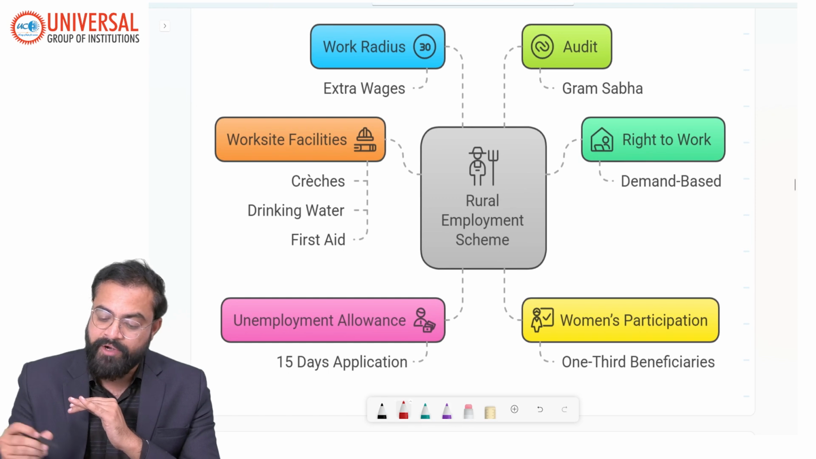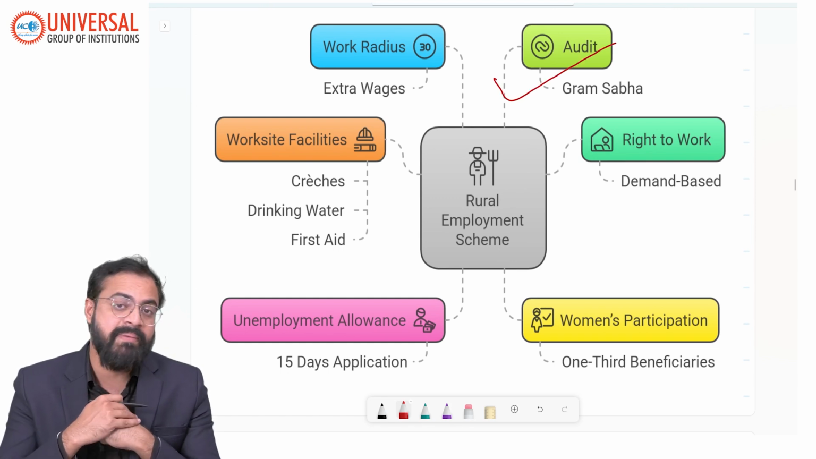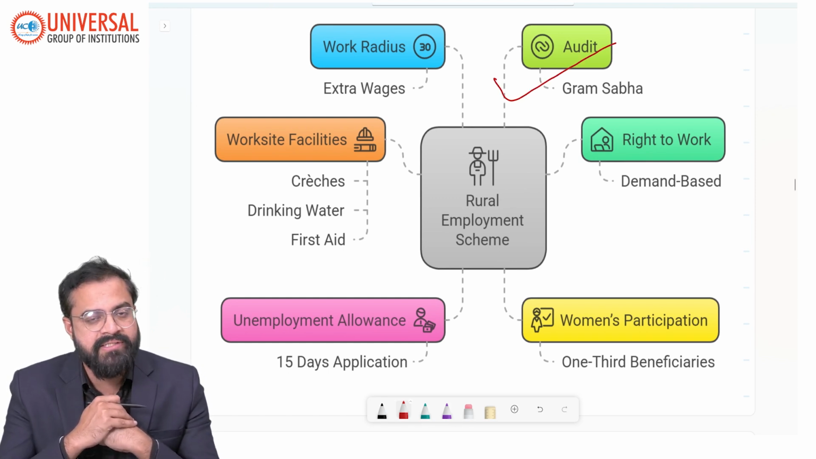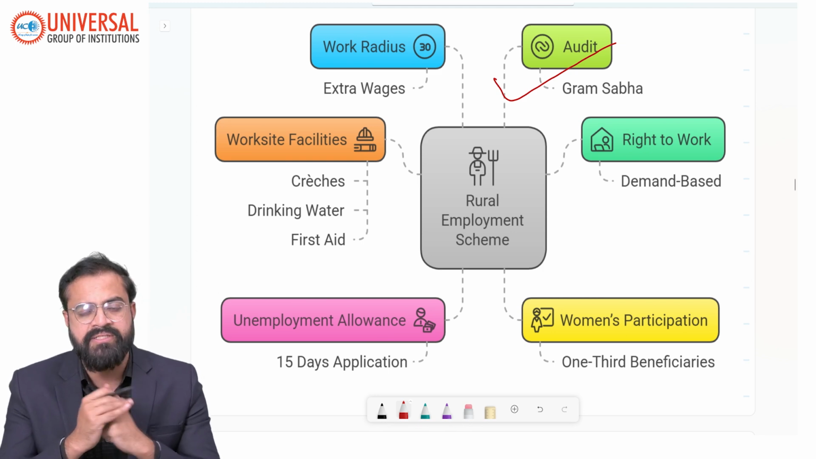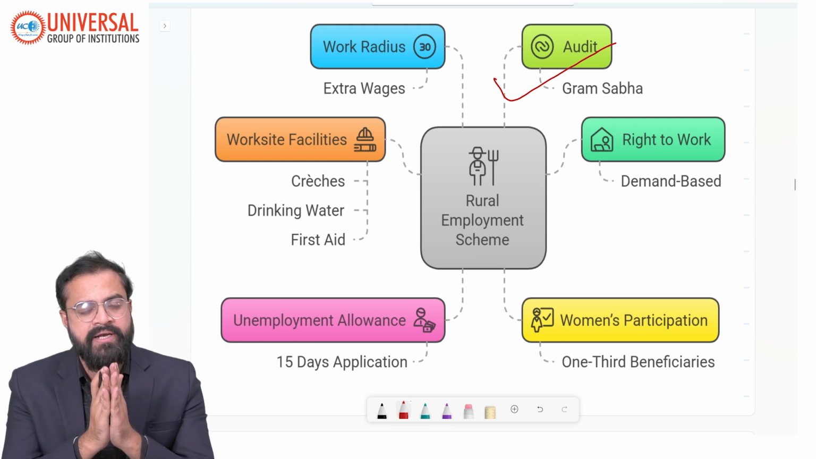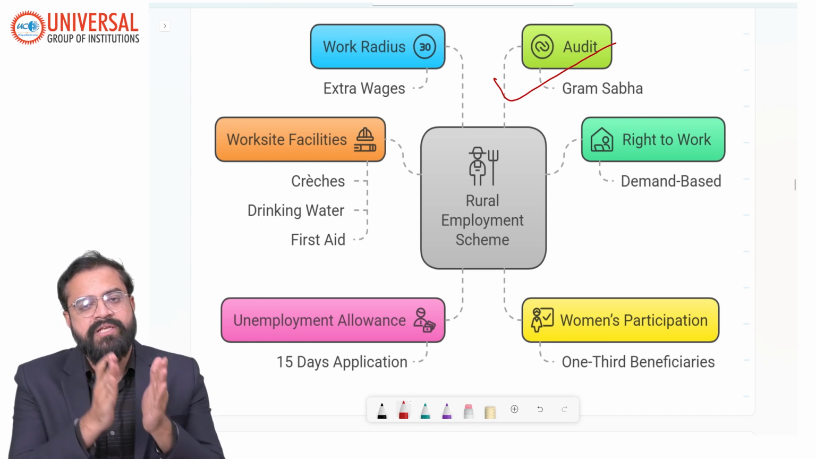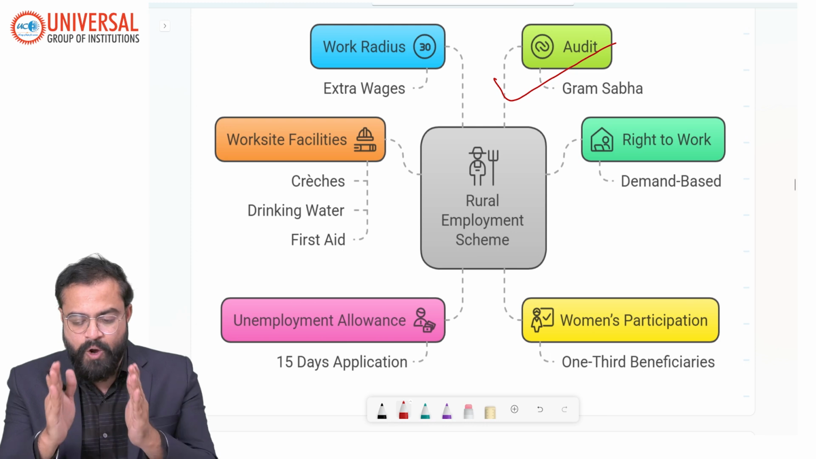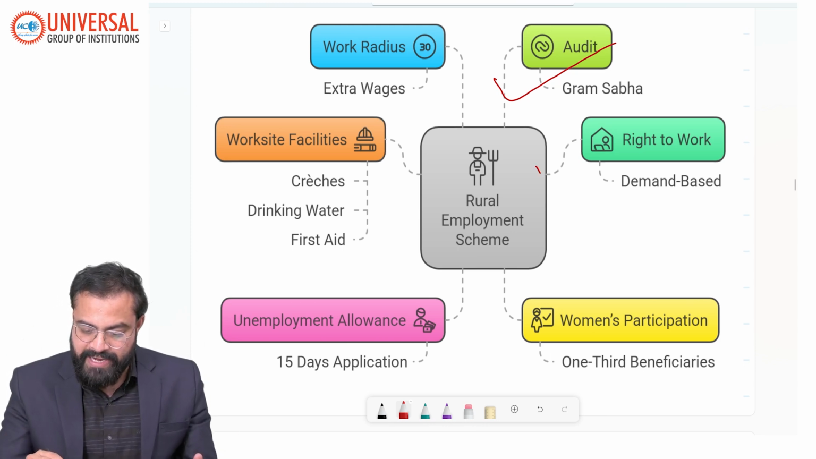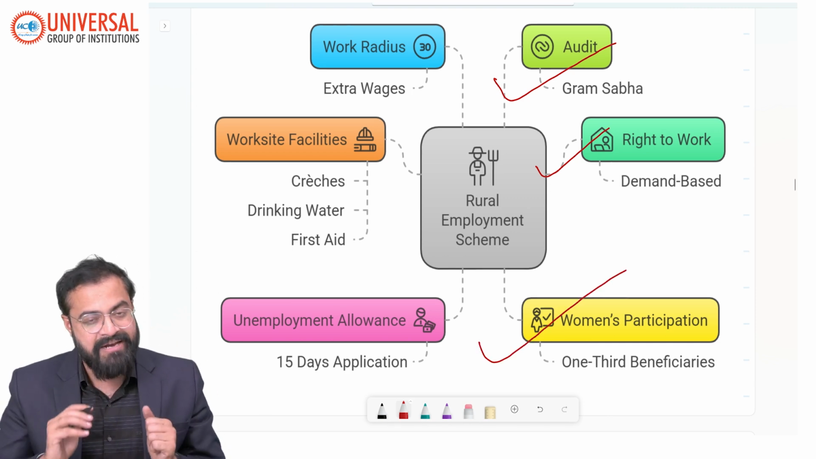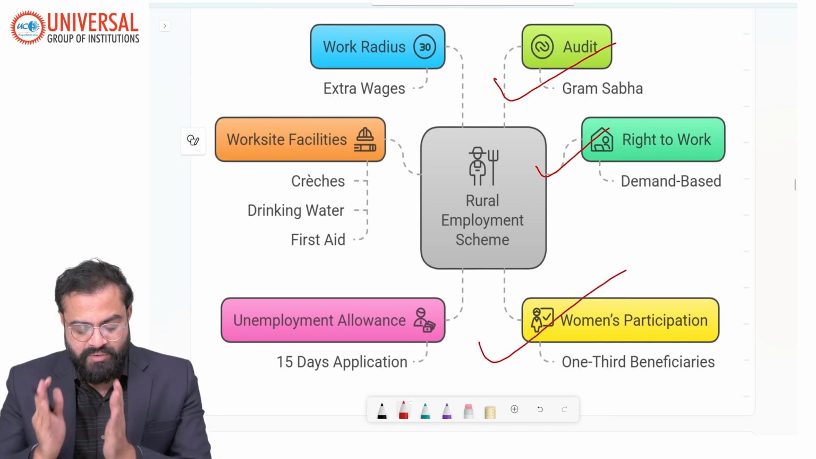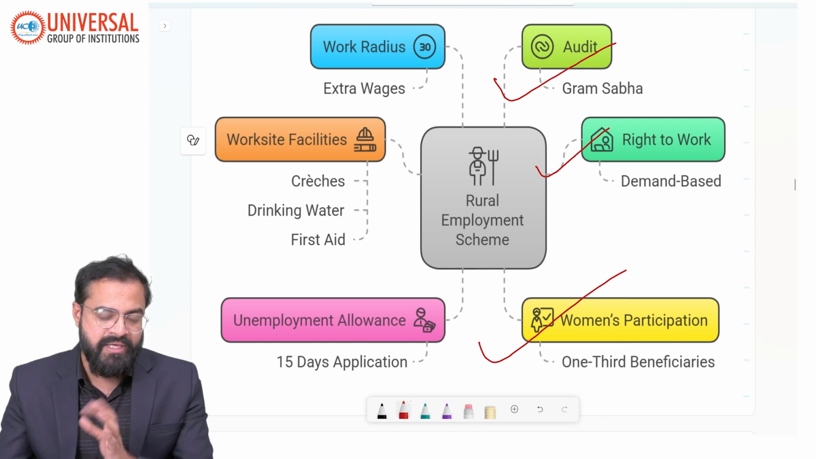So look at the other components of the program. One happens to be the audit. The Grama Sabha has been empowered, and it is mandatory for the Grama Sabha to carry out the social audits of these projects. That means they need to ascertain whether the intended money has been used for the right purpose or not. Next one, right to work. As I said, demand based. You express the demand, you express the desire, work needs to be given to you. One third of the total job opportunities are to be given to the women.